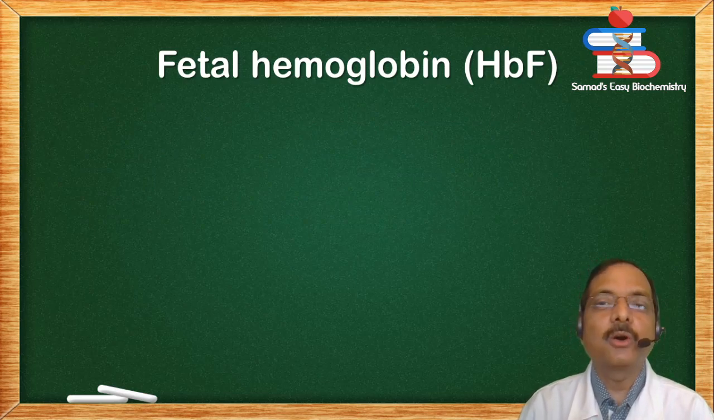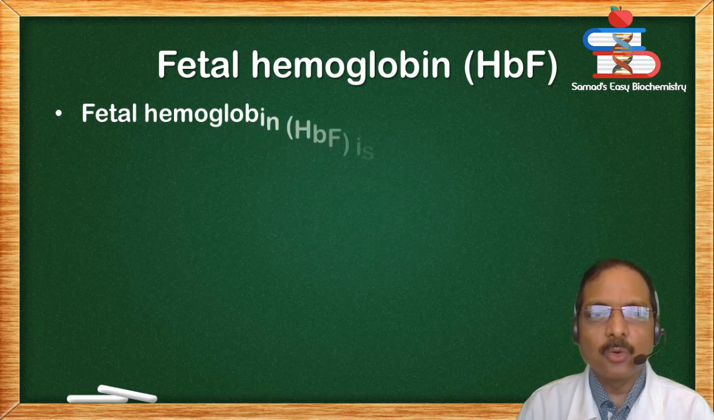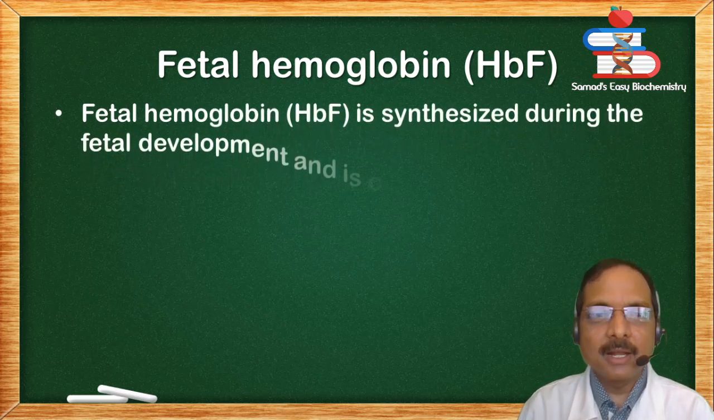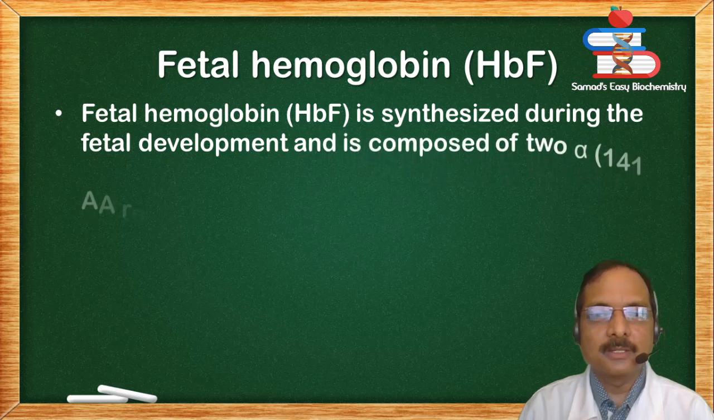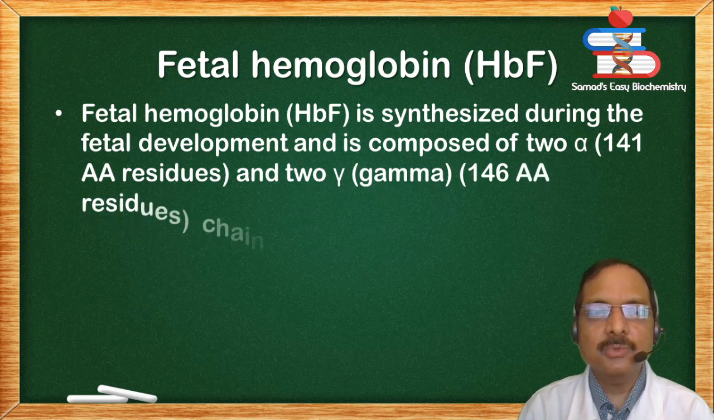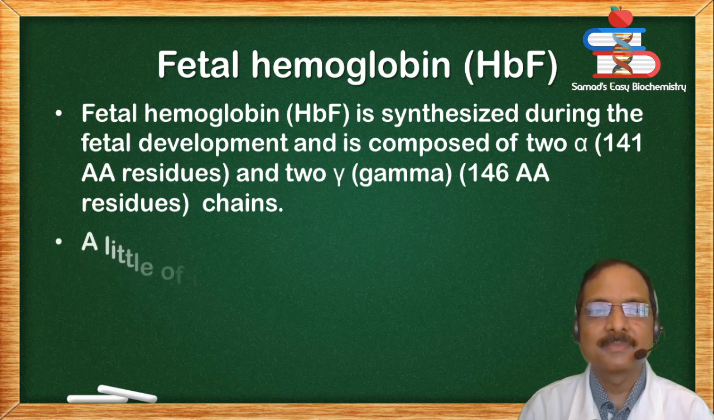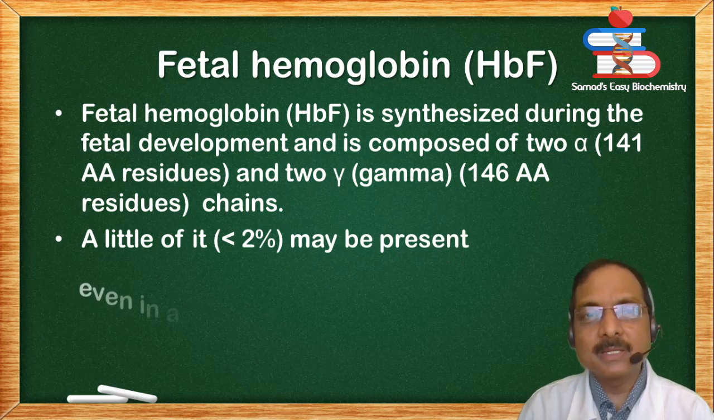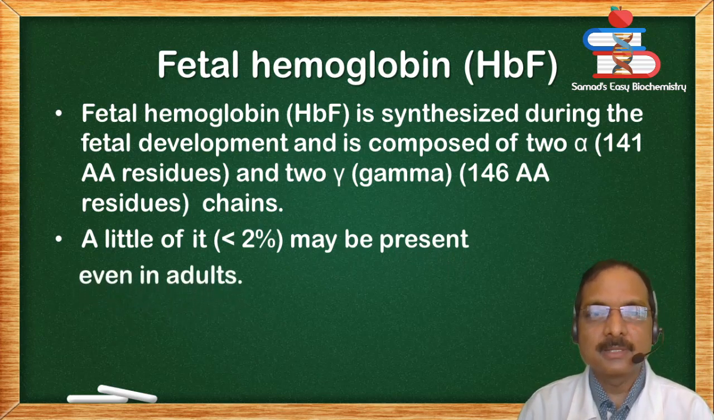Fetal hemoglobin or HbF. Fetal hemoglobin, HbF, is synthesized during fetal development and is composed of 2 alpha chains with 141 amino acid residues and 2 gamma chains with 146 amino acid residues. A little of it, less than 2%, may be present even in adults.